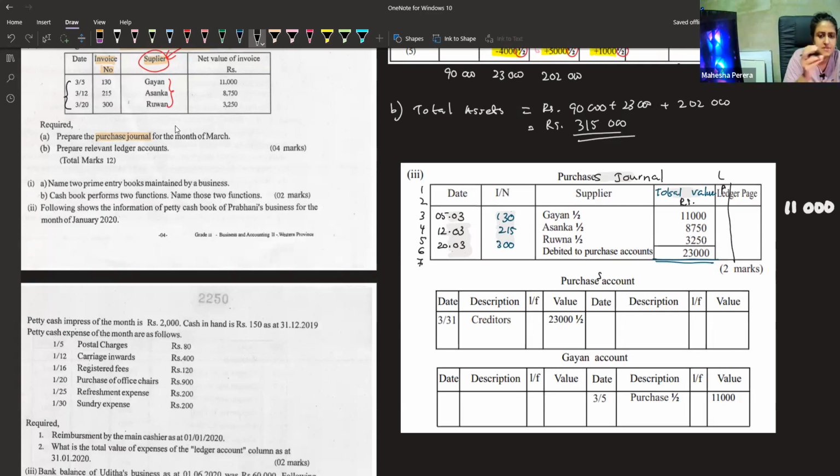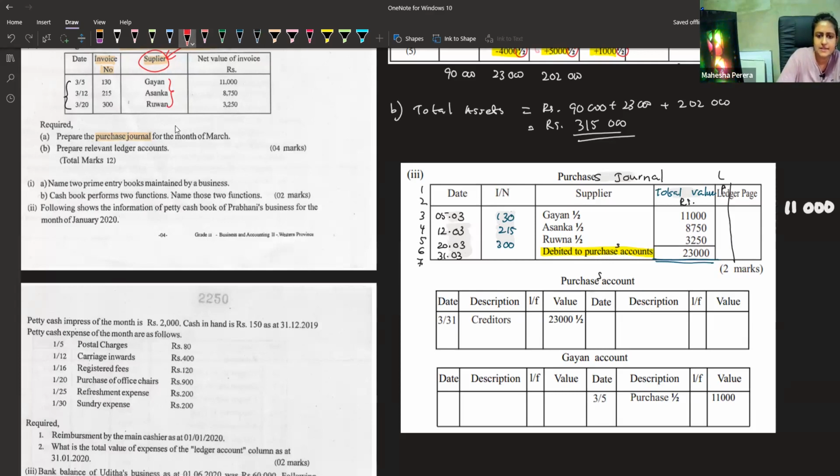Now, what happens once we obtain the total in the purchases journal, you have to say debited to purchases account. Let's put S. Here also again S. Then what should be the date? We normally obtain the total at the end of the particular month. This is March, so the date should be 31st of March. And then by using that total, we debit in the purchases account.